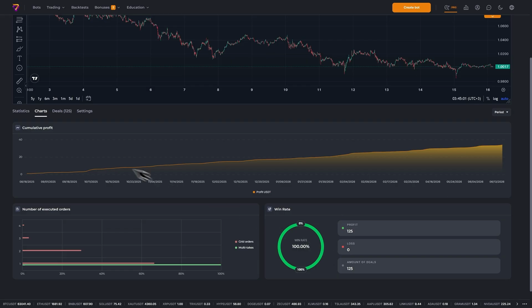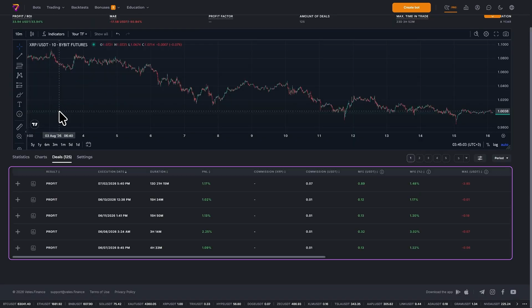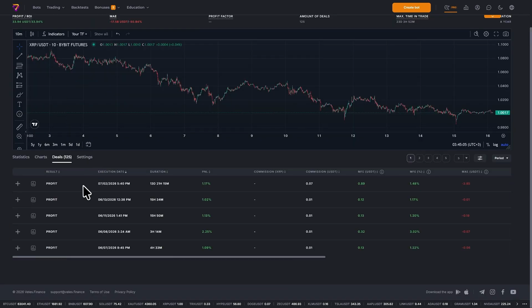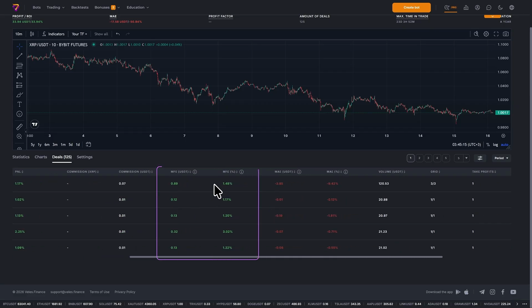For those who want to dig deep, switch to the Deals tab. Every row represents one position. Here you can see the P&L, the net result for each position, and the exchange commission. MFE and MAE per deal lets you pinpoint the riskiest trade out of the bunch, even if it eventually closed in profit. Sort the list by date, newest on top. If you see dashes instead of numbers, it means the trade is currently active.